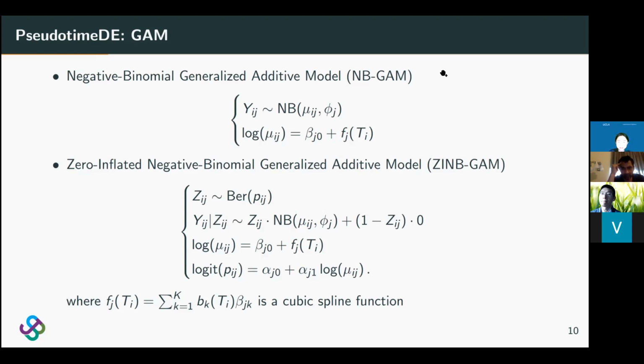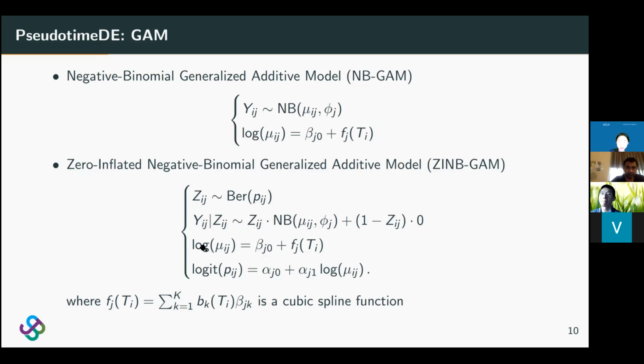Similar to NB-GAM, if we consider possible zero inflation in our gene counts, we can change this to be the zero-inflated NB-GAM, called ZINB-GAM. Here we have a latent variable Z_ij to indicate whether this gene is on or off, and the probability of being on is p_ij. We follow Bernoulli to draw Z_ij. Given that Z_ij is 1, the gene is on, and the count is drawn from the negative binomial with the gene- and cell-specific mean and the gene-specific dispersion. If Z_ij is 0, Y_ij is going to be 0. That causes the zero inflation.